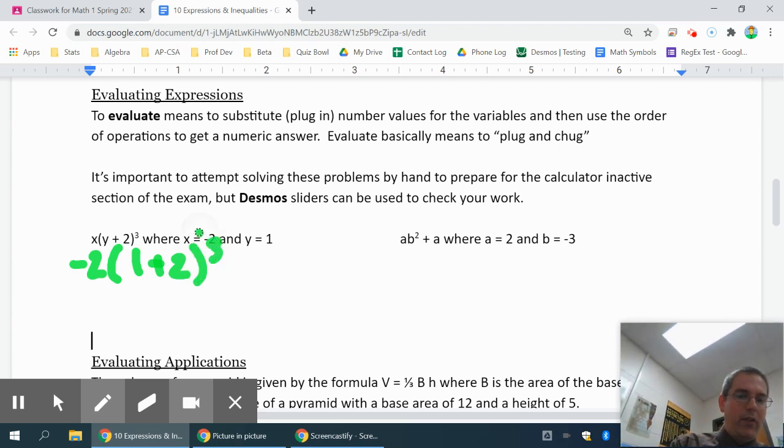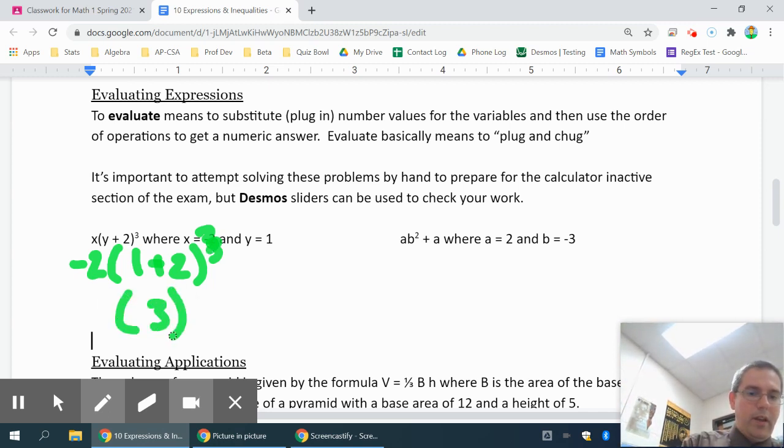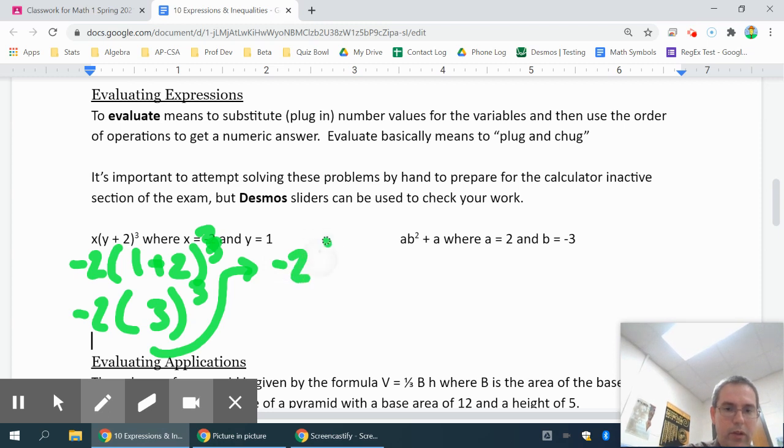Now, once you have this, you're ready to go ahead and do order of operations. So start with parentheses first. 1 + 2 is 3. And then I have -2 times 3 to the third power, bringing everything else down. Exponents next, so 3 to the third power is 27. So that means this becomes, I'll write it over to the side, -2 times 27.